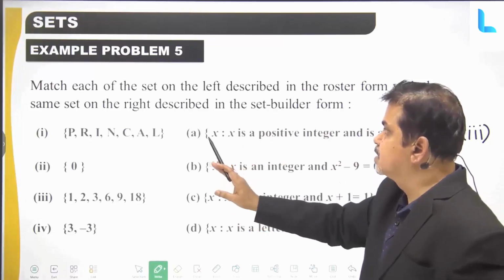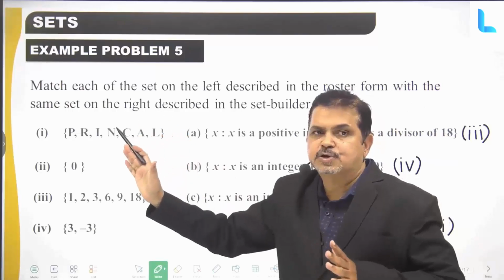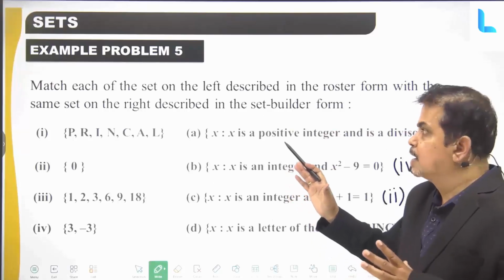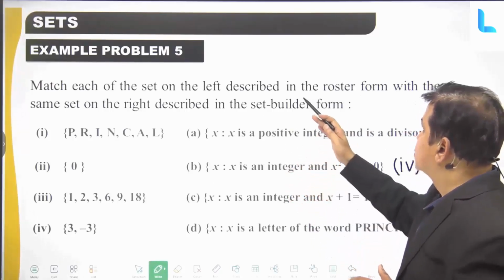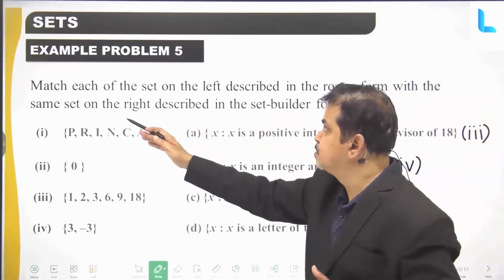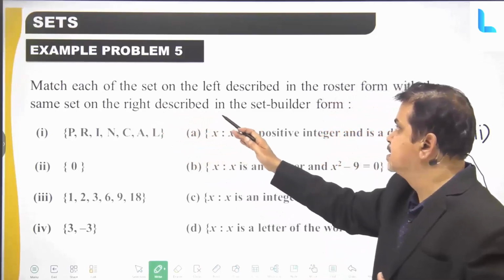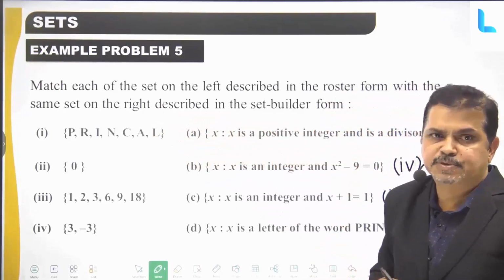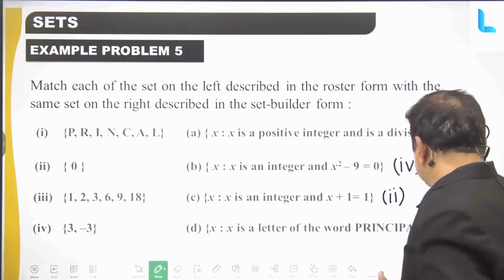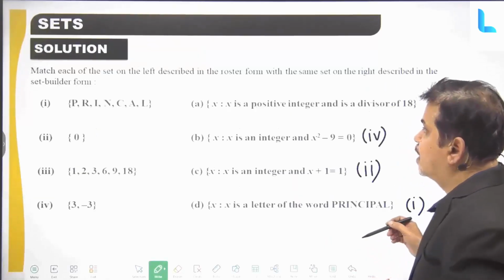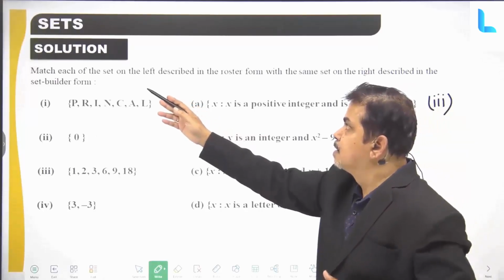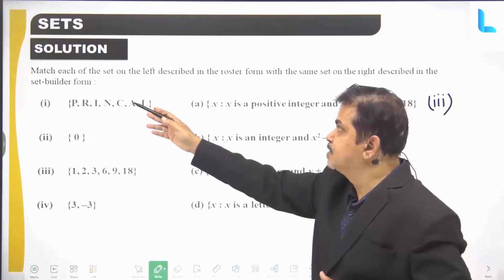Like this you have to consider matching the roster form sets and the set builder form sets, where you have to understand what the description in the roster form is and how it can be matched with the same set on the right side, described in the set builder form. I hope you have understood these simple examples. And similarly, in set number 5 you have the solution for this.